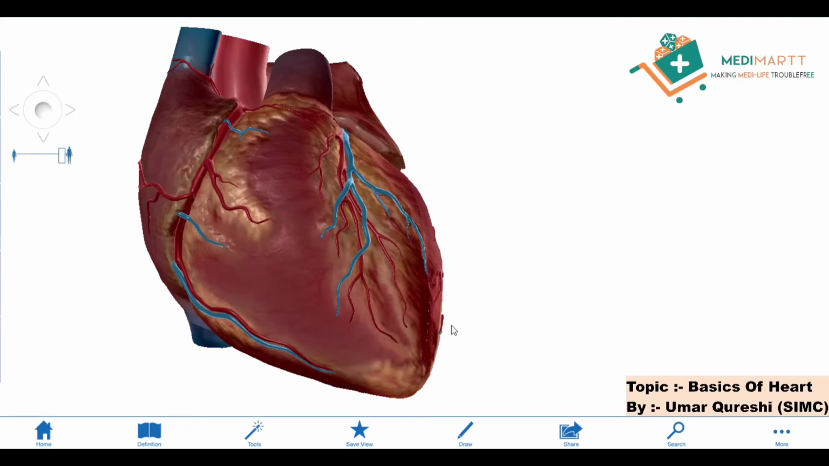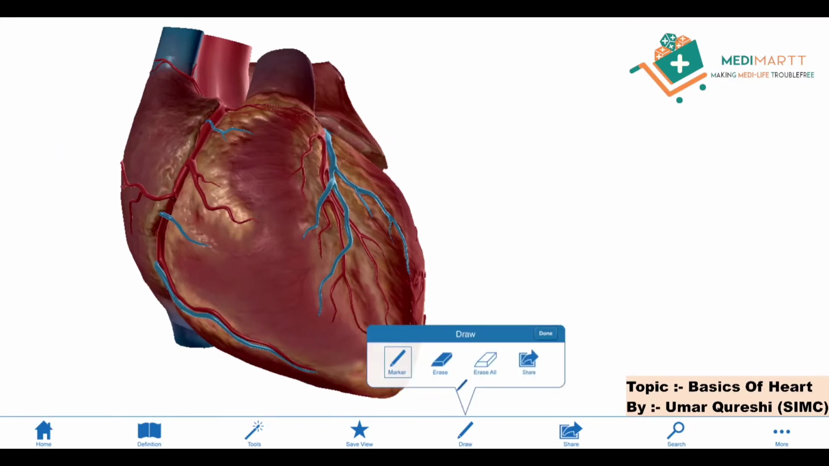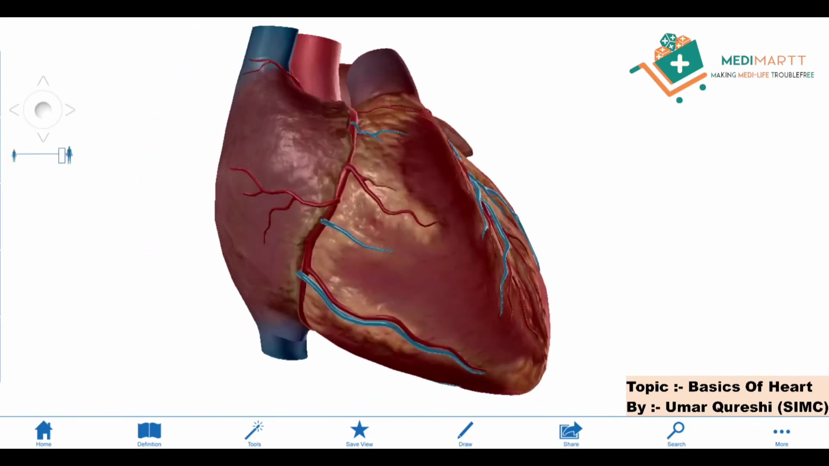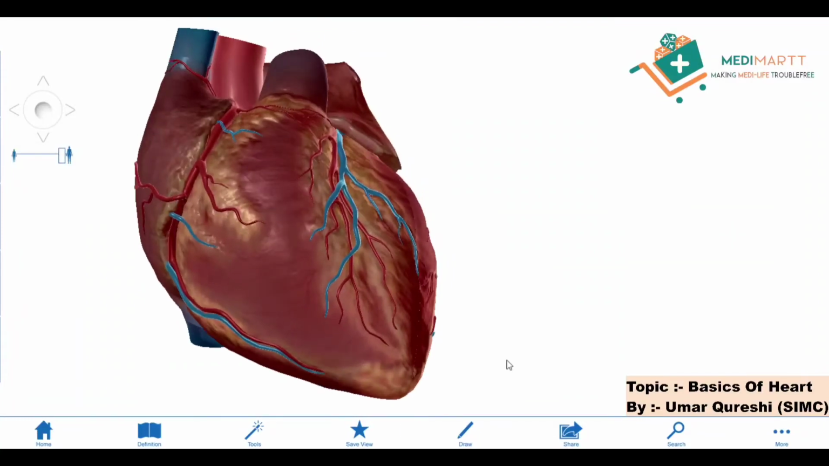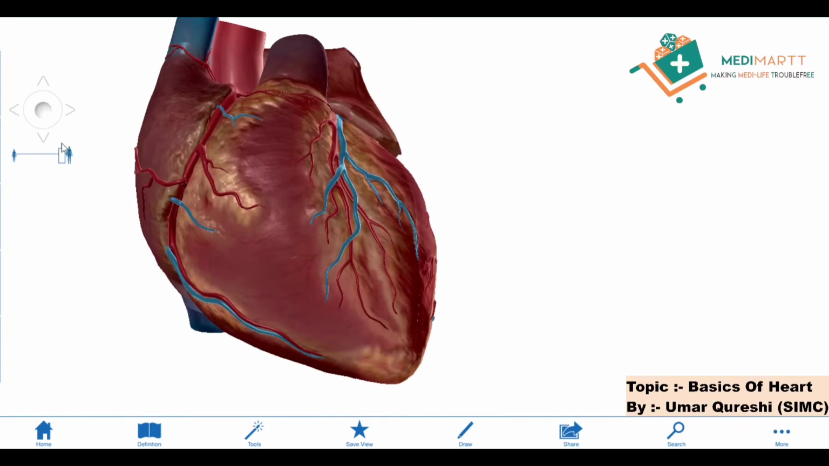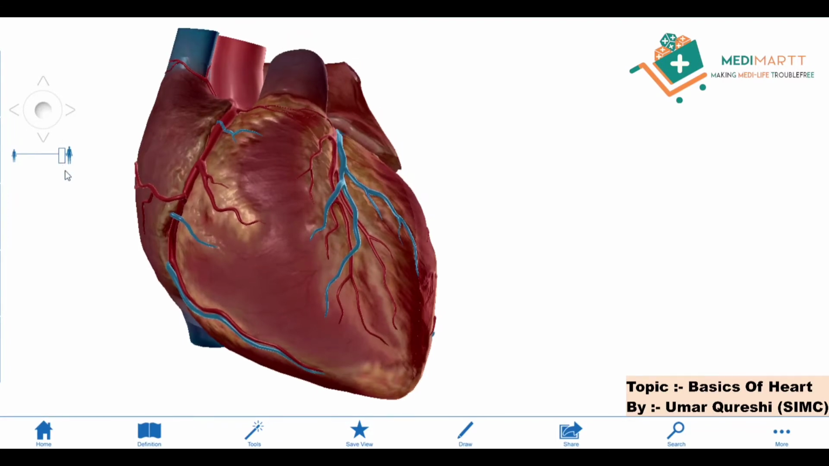Then the next point is that it is somewhat conical in shape. As you all can see, it is a conical organ. Then the next point is that it is a muscular organ. Yes, it is a muscular organ because it is made up of muscles. And what type of muscle? It is made up of cardiac muscles.